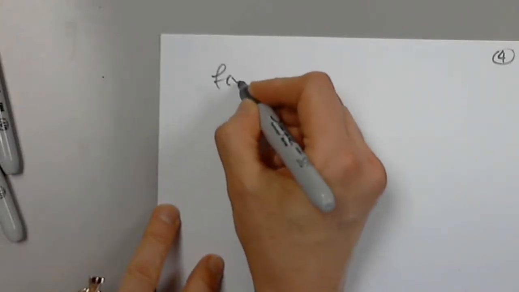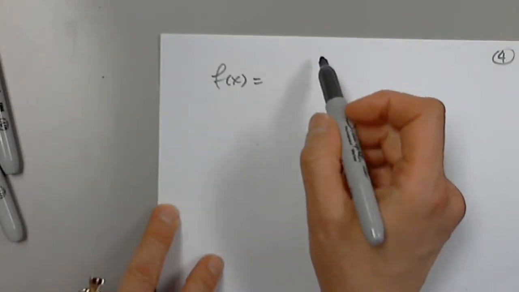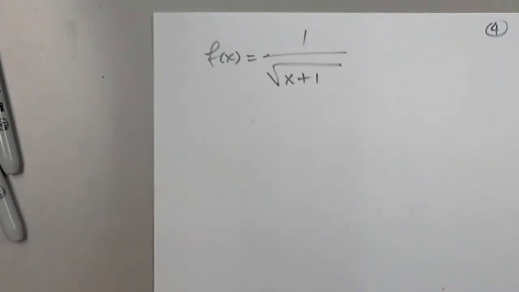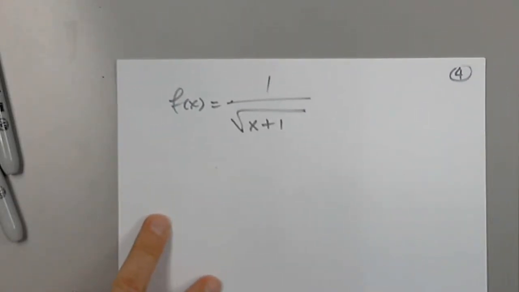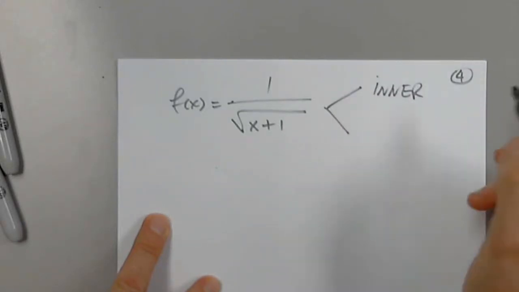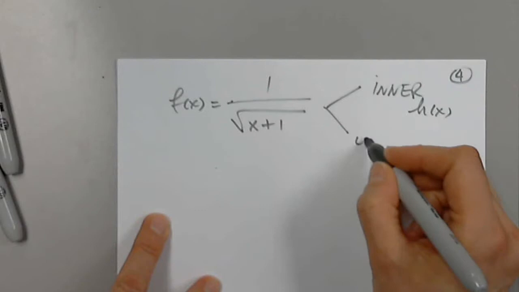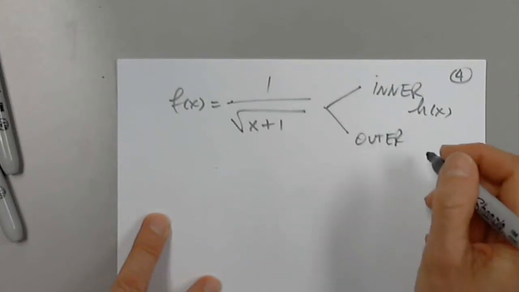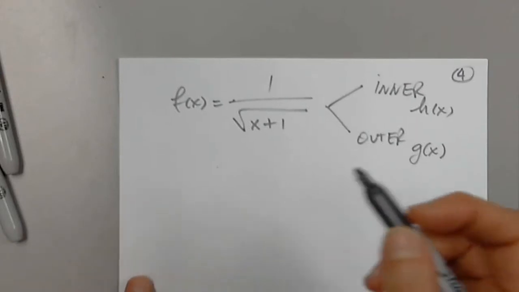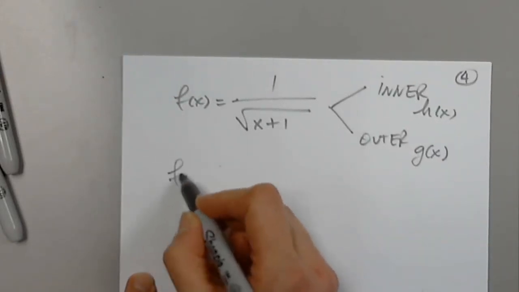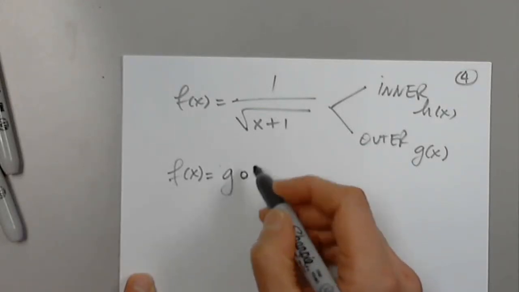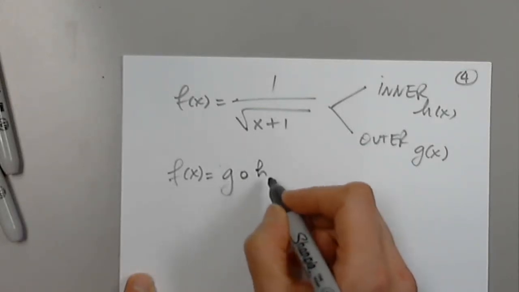Have f of x equals 1 divided by the square root of x plus 1. And we are asked here to find two functions, the inner, let's say we're going to call it h of x, and the outer, let's say we're going to call it g of x, such that f of x equals g comp h of x.